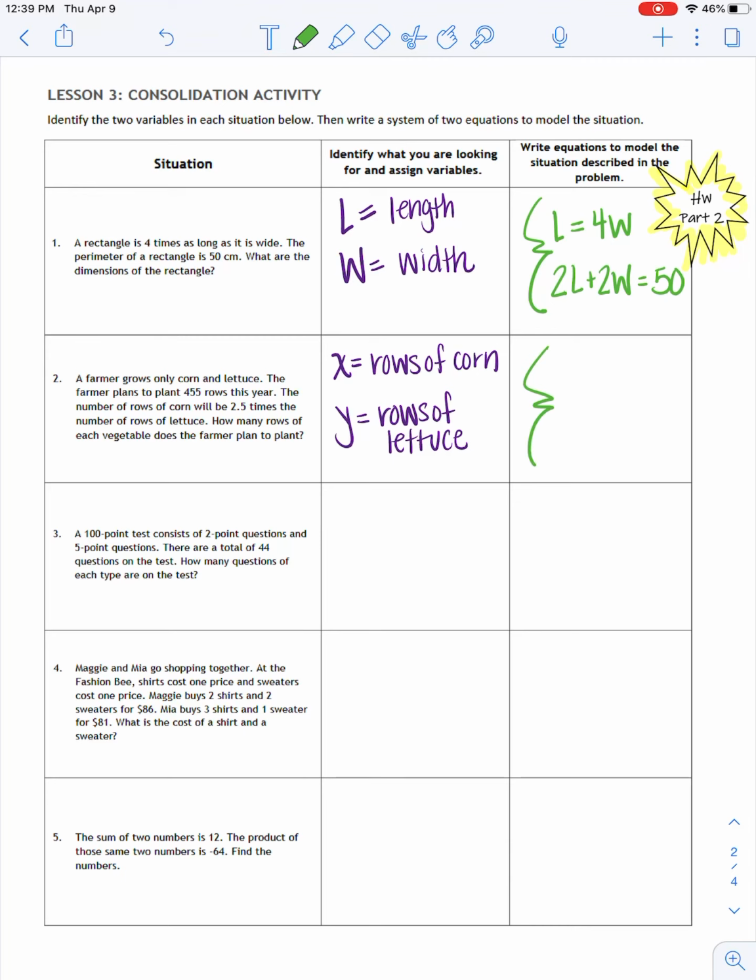Okay, let's go back and put our equations together here. We know that there are a total of 455 rows. So if I take the X, which is my rows of corn, and I add Y, which is my rows of lettuce, I should have a total of 455 rows. The other thing that we know is that the number of rows of corn, which is X, is going to be 2.5 times the number of rows of lettuce, which is Y.